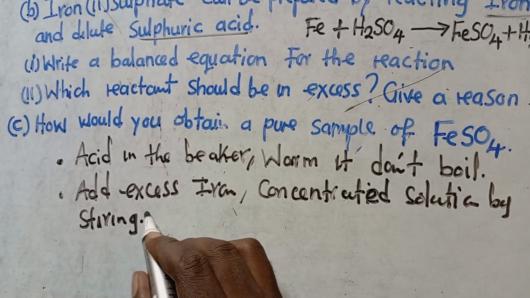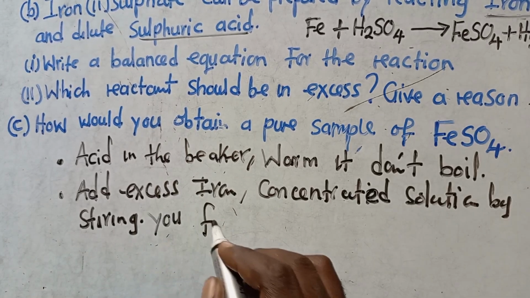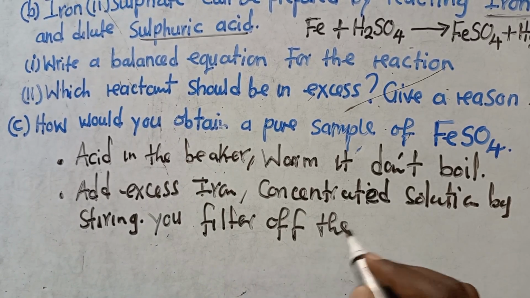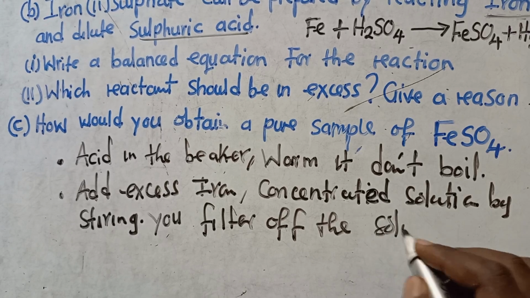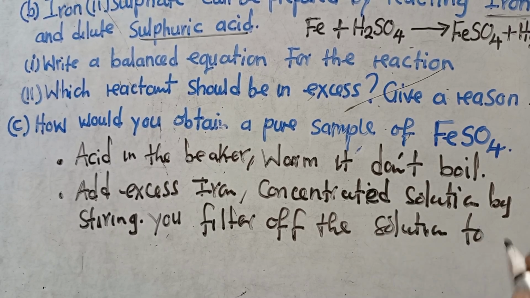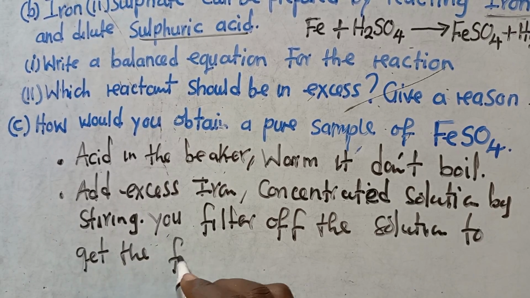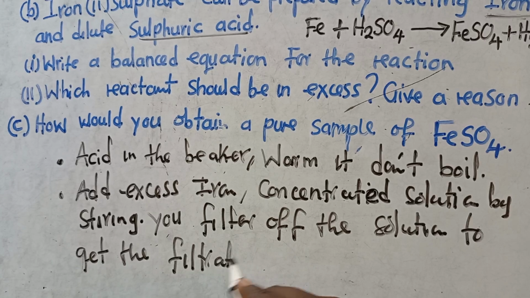So you filter off the solution to get the filtrates. Those filtrates are the ones that we are calling iron sulfate. After getting those filtrates, you put them in a cool place and the crystals are going to be formed. That is how you prepare this.